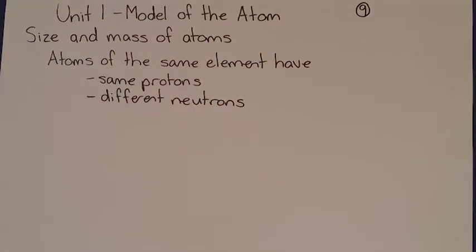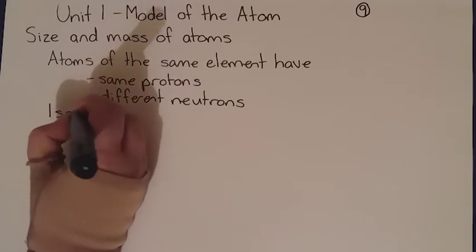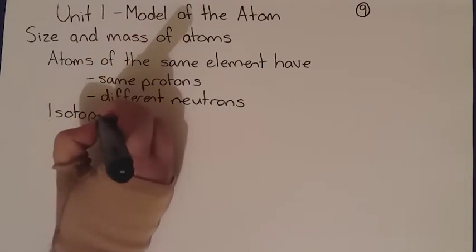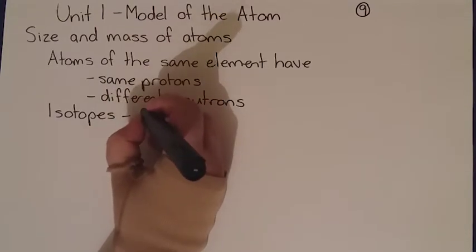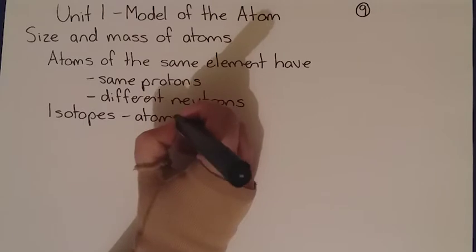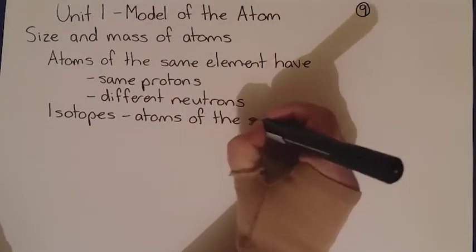If you have two atoms of an element and they have different numbers of neutrons, these are called isotopes. So the definition of the word isotope is atoms of the same element with different numbers of neutrons.